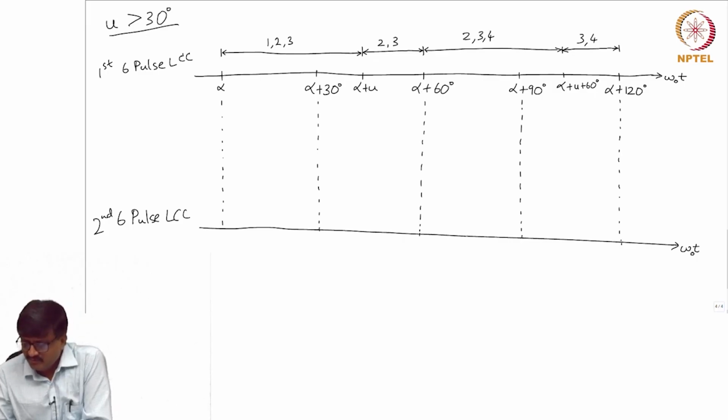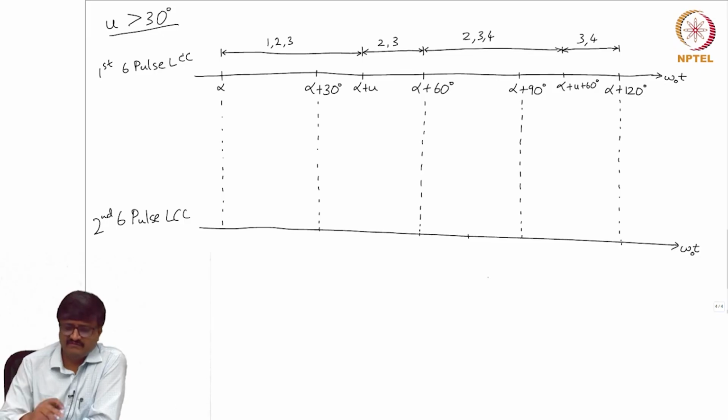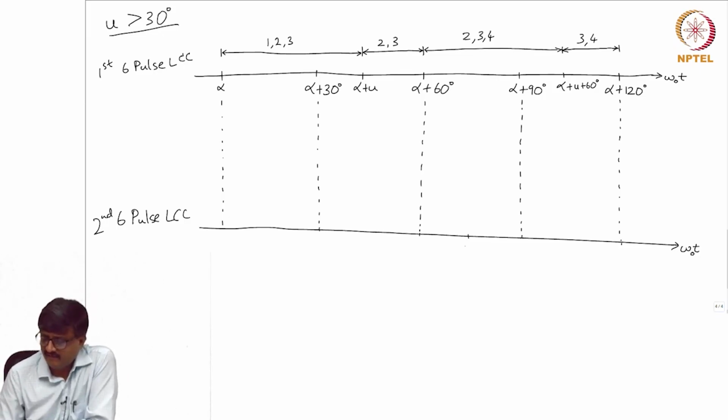Now, I will show, in addition to the angles that I have already shown in the first figure for first 6 pulse LCC, alpha plus u plus 30.